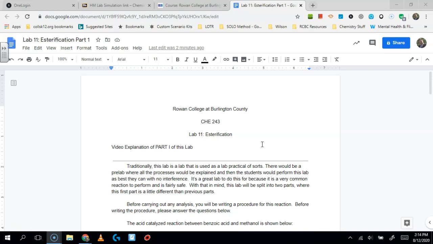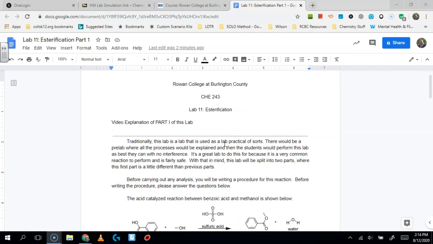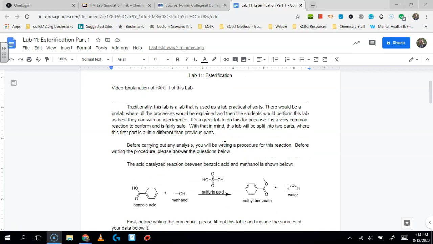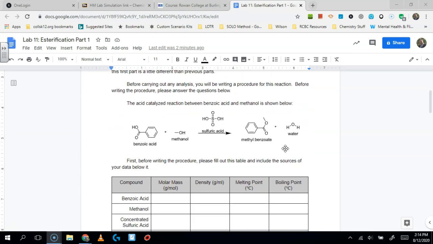So the first part of this lab simulates what you would be doing if you were doing chemical research. The first thing that you would have to do is find a reaction that you want to carry out. And once you have that reaction, you need to research it and figure out how to actually do the lab. So I guide you through that process here in this first part.